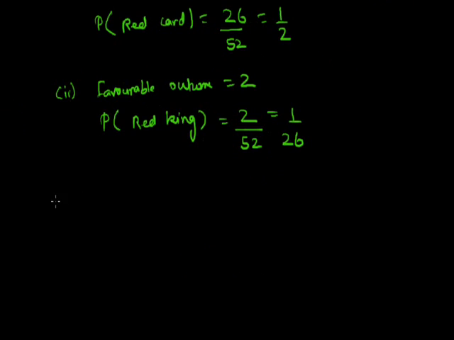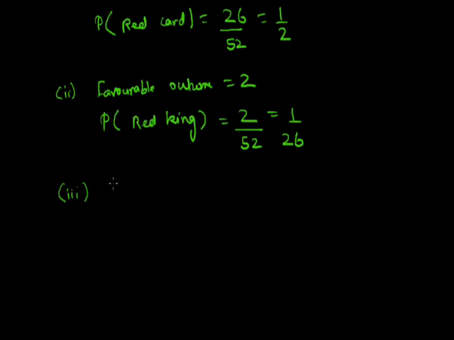Now we move on to the third part. In the third part, we need to find the probability of getting the king of heart. As you can see, the heart is a suit that consists of 13 cards, and each suit consists of only one king. So as they are talking about heart, it means that heart consists of only one king.